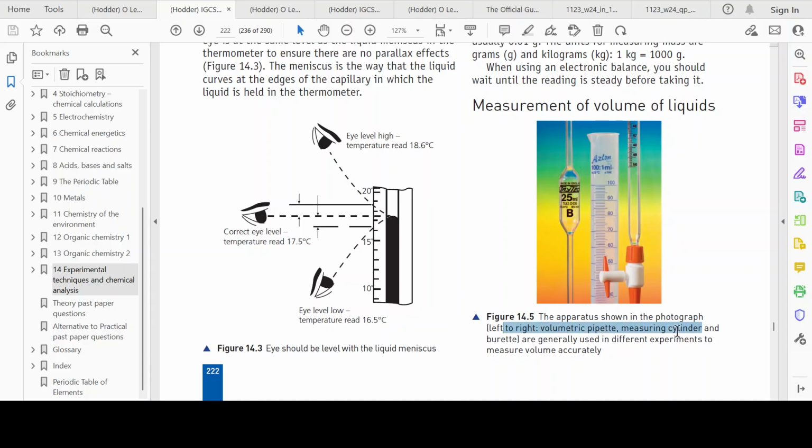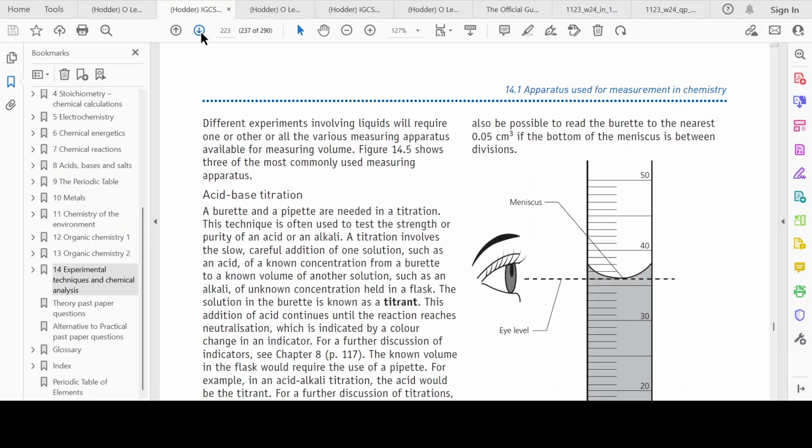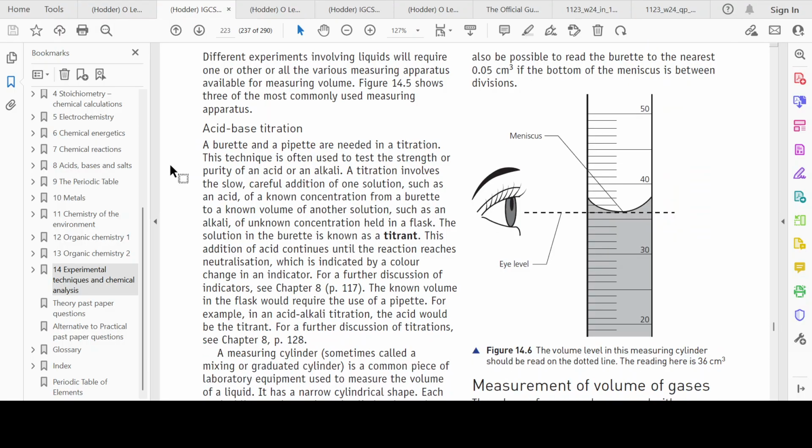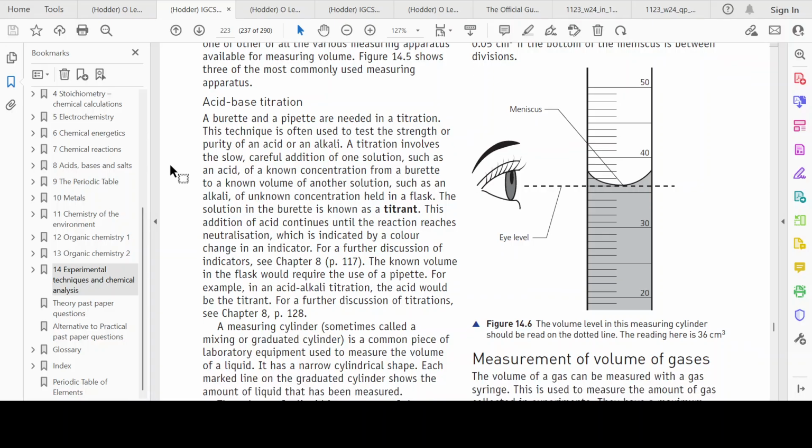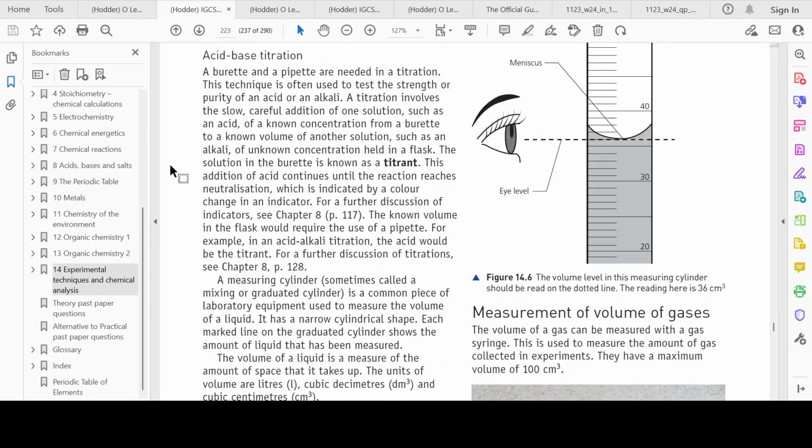The volumetric pipette, measuring cylinder, and burette are generally used in different experiments. The pipette and burette are something that you come across in titration. The measuring cylinder is more general, depending on how accurately you want to measure. Different experiments involving liquids will require one or other or all of the various measuring apparatus available for measuring volume. For acid-base titrations, you definitely need the pipette and burette. This technique is often used to test the strength or purity of an acid or an alkali.